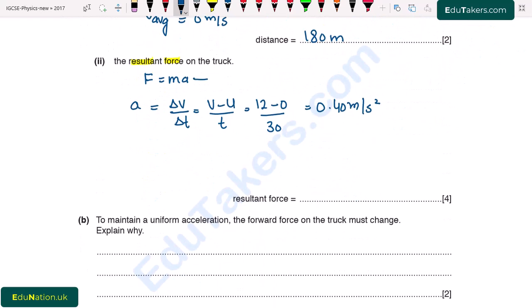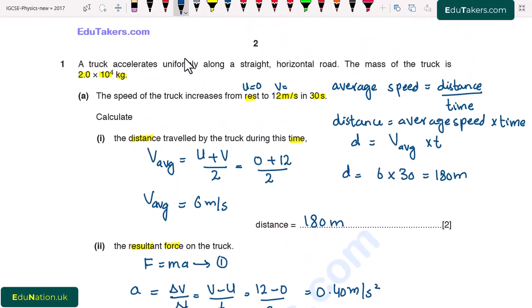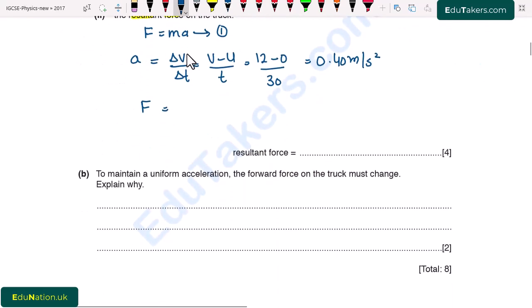Next I am going to put this value in equation 1. So F is equal to the mass, which is given at the start, 2.0 × 10^4 kilograms, multiplied by acceleration, which is 0.4, so that the value of force comes to be 8000 newtons. So I write here resultant force is equal to 8000 newtons.